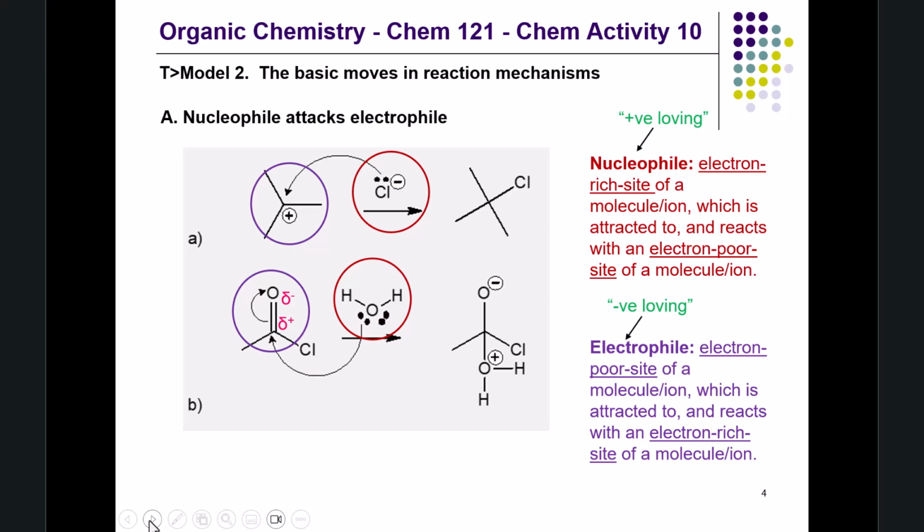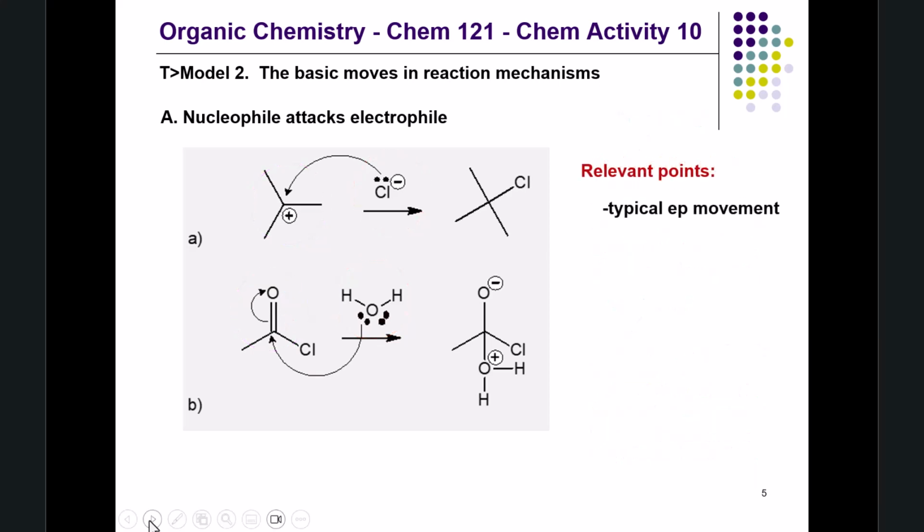So a few other points concerning nucleophile attacks electrophile. One, this particular reaction is made up of the typical electron pair movements. So if we look at mechanism A, we see it's simply lone pair to bond. If we look at mechanism B, we see a lone pair to bond, but if nothing else happened, then too many bonds would be made to that delta positive carbon, and therefore the pi bond between the carbon and the oxygen is broken, and so we have bond to lone pair.